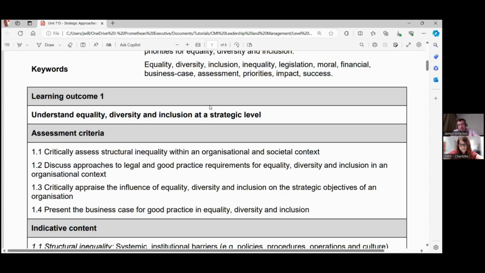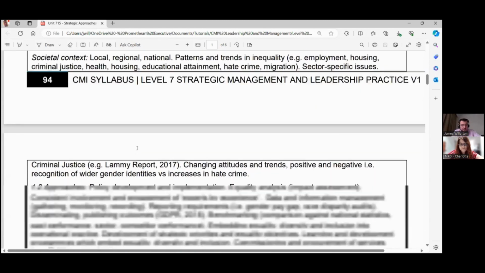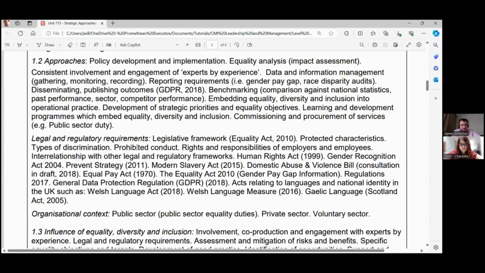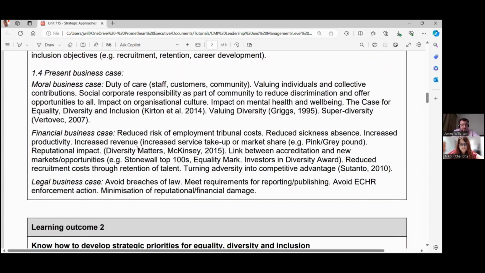And then 1.4, present the business case for good practice in these areas. The indicative content suggests, and I think this is good practice to follow, that you break this down to 3 key areas. The first is the moral business case, so the more ethical and moral side of it. The second is a financial business case. And the final is a legal business case. There's a mandatory component coming into place here, why we must do and what the implications of not complying with law could be. Financial business case is a bit, well, okay, what's the return on investment in this stuff?